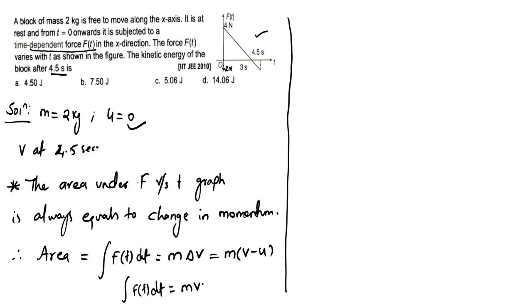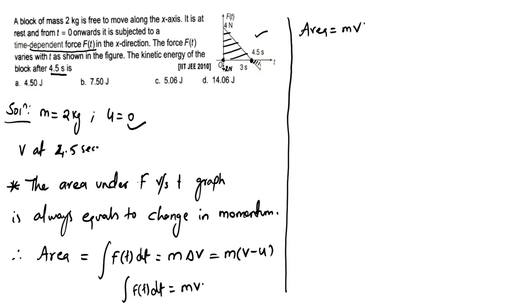If you see the graph, from 0 to 3 seconds the force is positive, and from 3 to 4.5 seconds, for the next 1.5 seconds, the force is acting in the opposite direction. So two different areas are there. For the first 3 seconds and for the next 1.5 seconds, let's calculate the area. So area is equal to m into v.